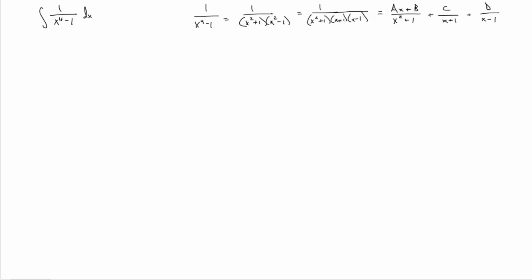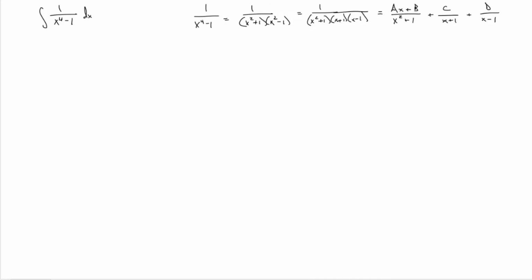X to the fourth minus 1 is the difference of two squares. It's x squared plus 1 times x squared minus 1. X squared plus 1 is an irreducible quadratic. You can't factor that any farther over the real numbers. But x squared minus 1 is not. It factors into x plus 1 times x minus 1.